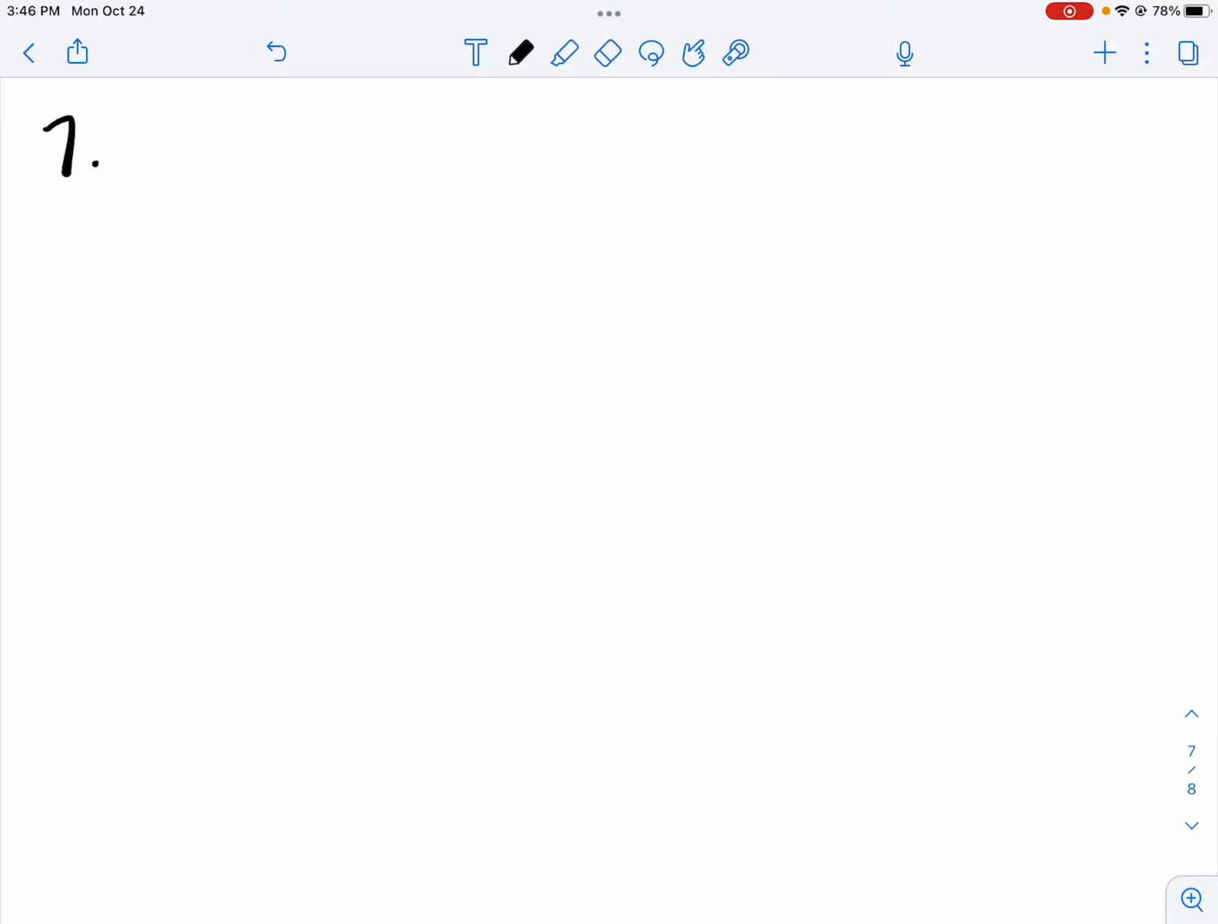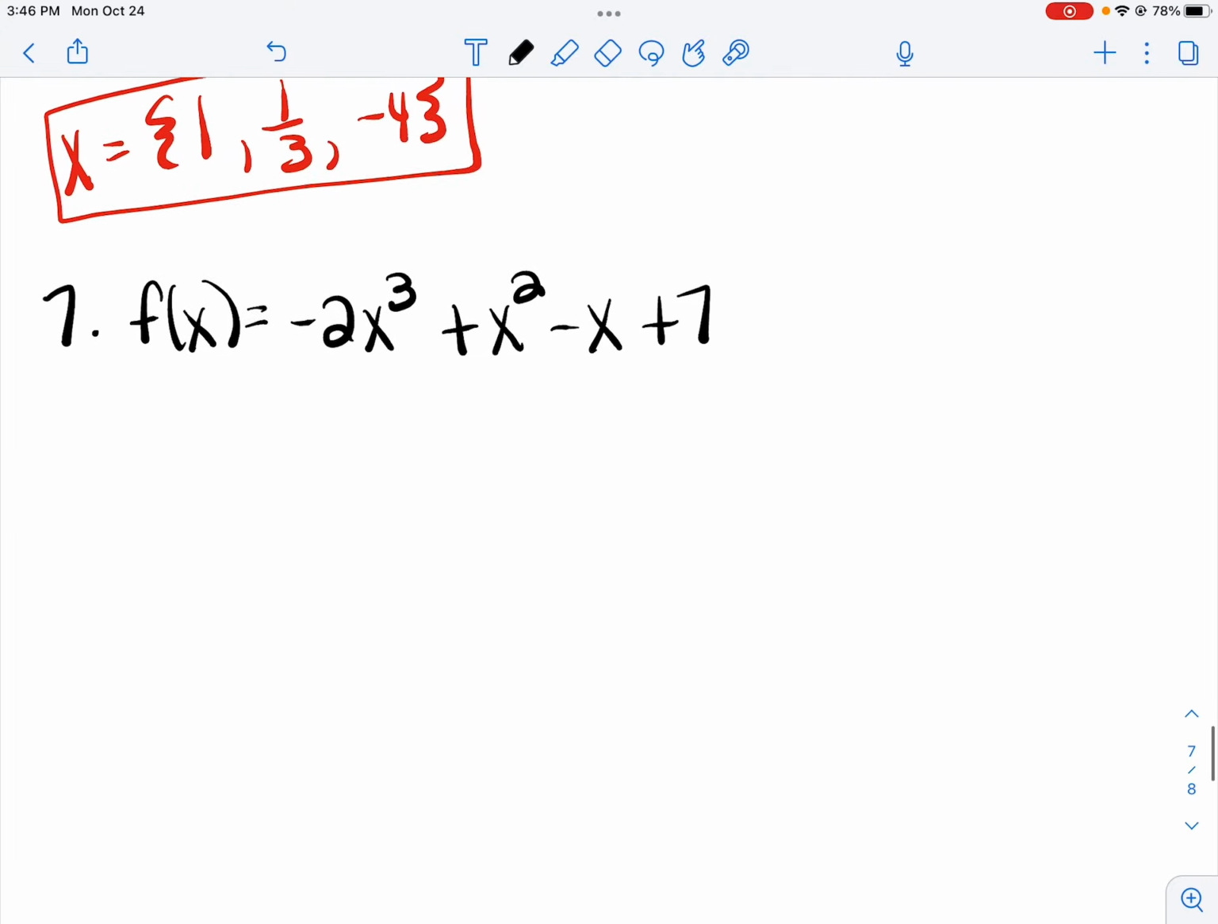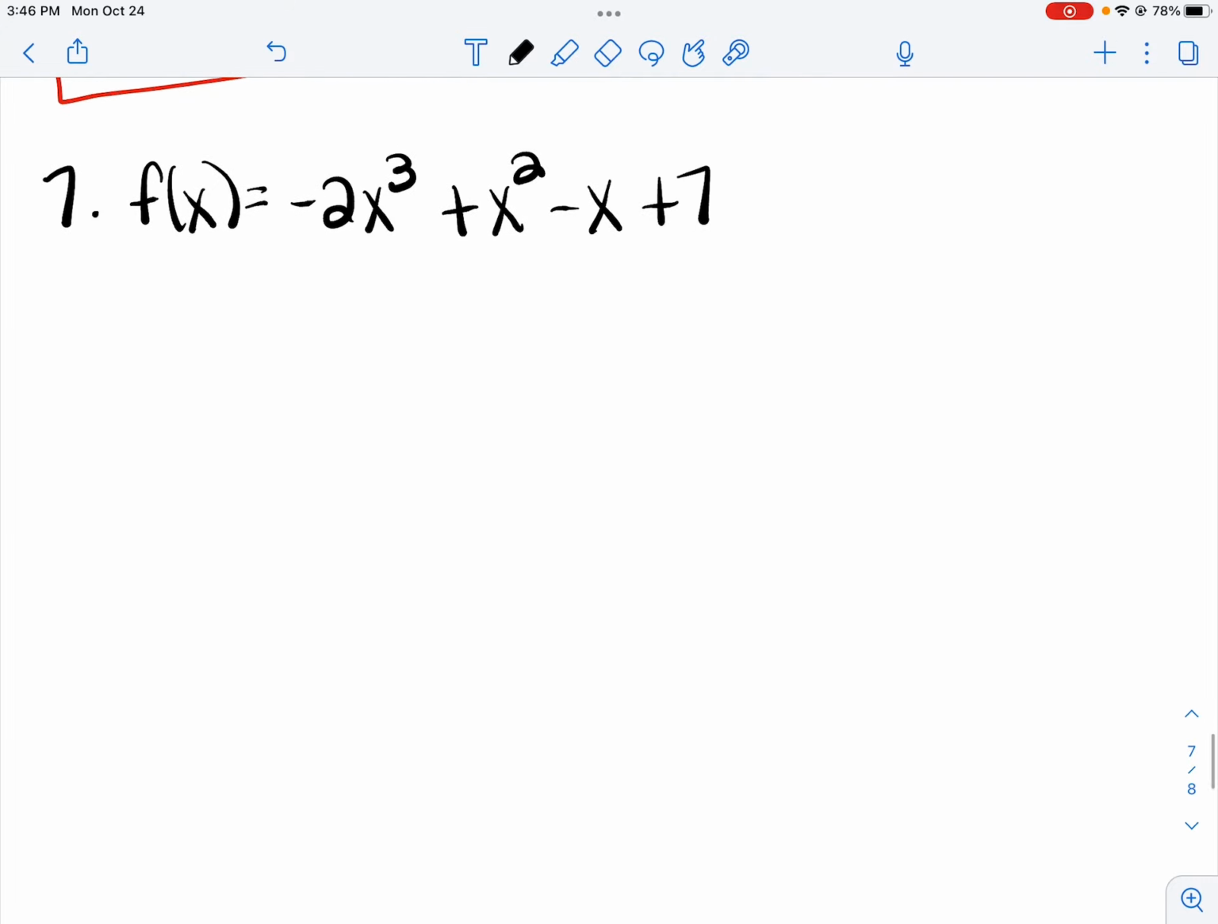Number 7, our last problem for this video. We have f of x equals negative 2x cubed plus x squared minus x plus 7. Our directions ask us to use Descartes' rule of signs, and we're going to think about the number of positive zeros, the number of negative zeros, and then we'll also relate that to our imaginary zeros.